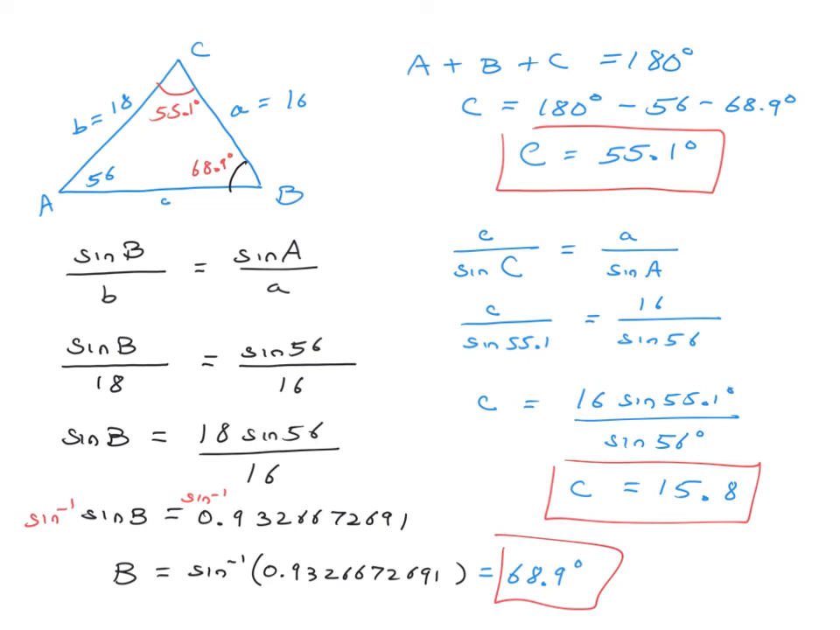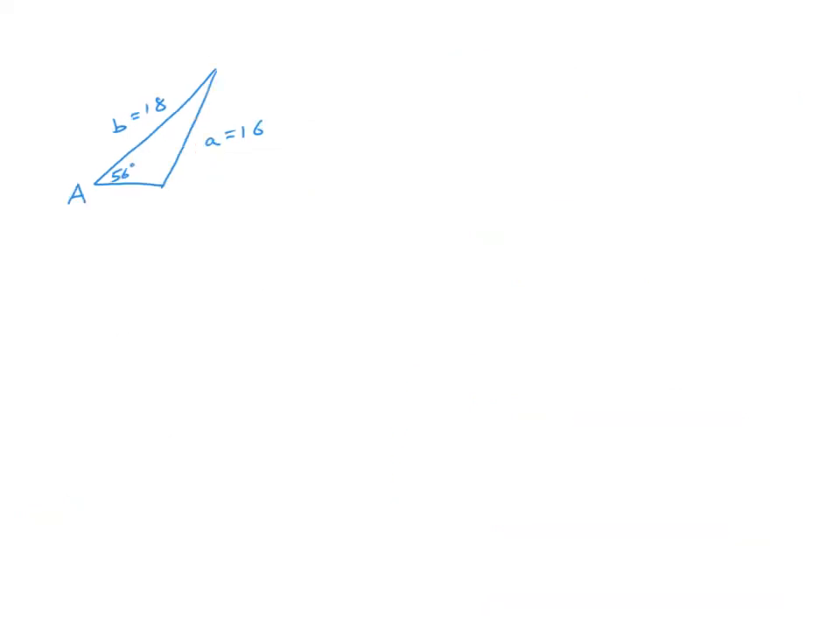Now, why is there a second triangle? I'm going to draw its picture, and we're going to go through a very similar process to try to solve it. So here's the other possible triangle that we could have, and we still don't know angle B or C or side C.